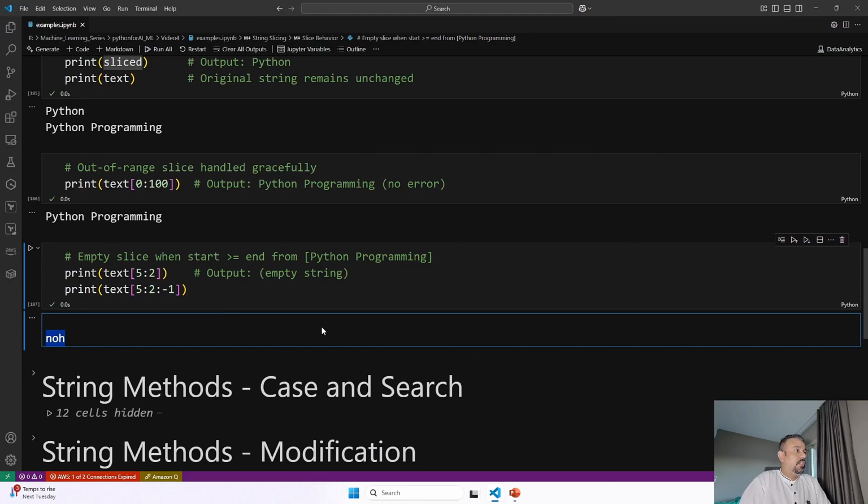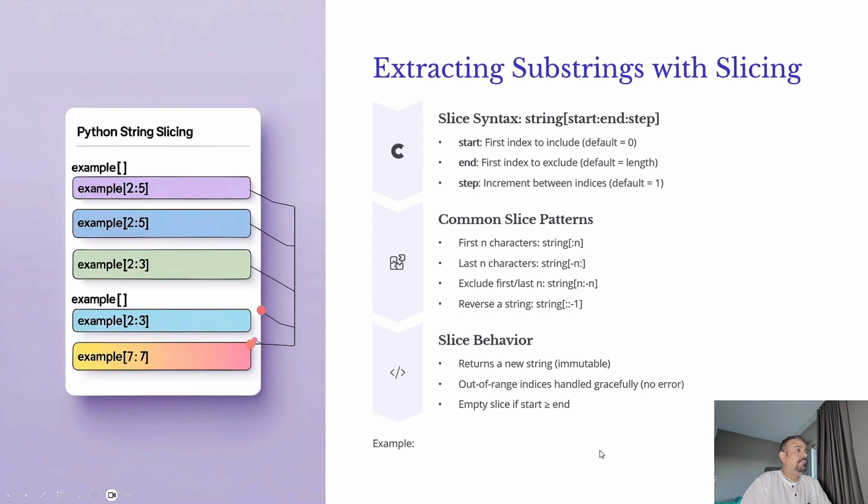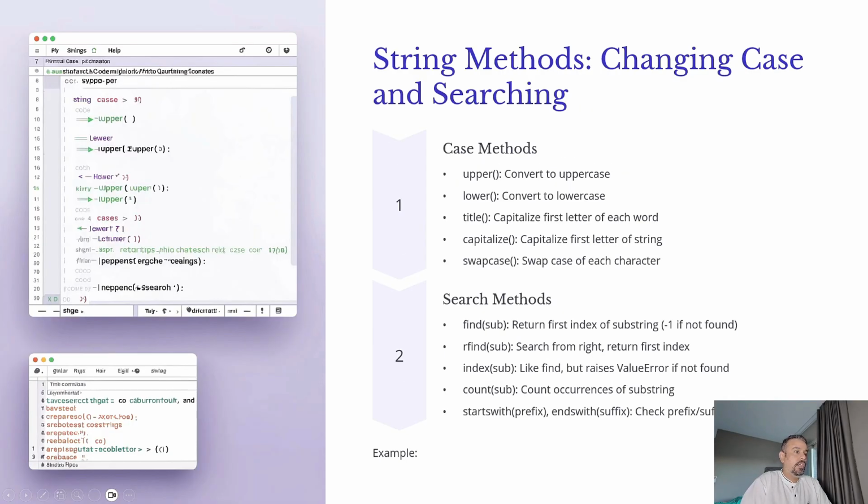Now let's go back to our screen and see what's next. Python offers a rich set of built-in string methods that makes text manipulation easy and powerful for us. So let's start with case changing methods. The upper method and lower method convert the characters to uppercase and lowercase. Then title capitalizes the first letter of each word. Then swapcase inverts the case of every character.